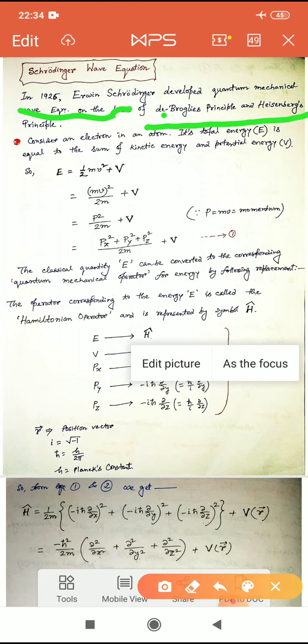So here the scientist Erwin Schrödinger developed a quantum mechanical equation, which is again based on the de Broglie hypothesis and the Heisenberg uncertainty principle. Here I am not going into the details of the derivation or development of the Schrödinger equation, but I want to introduce some points.